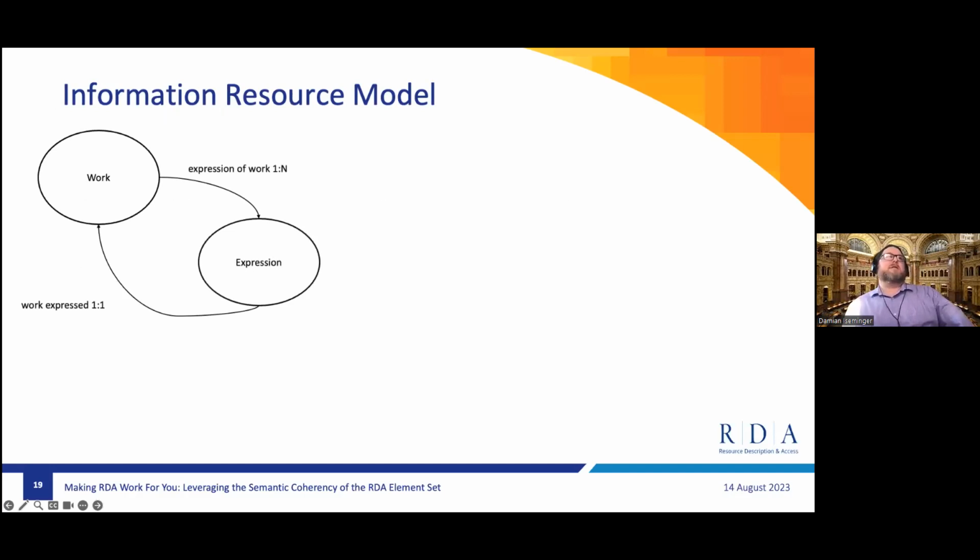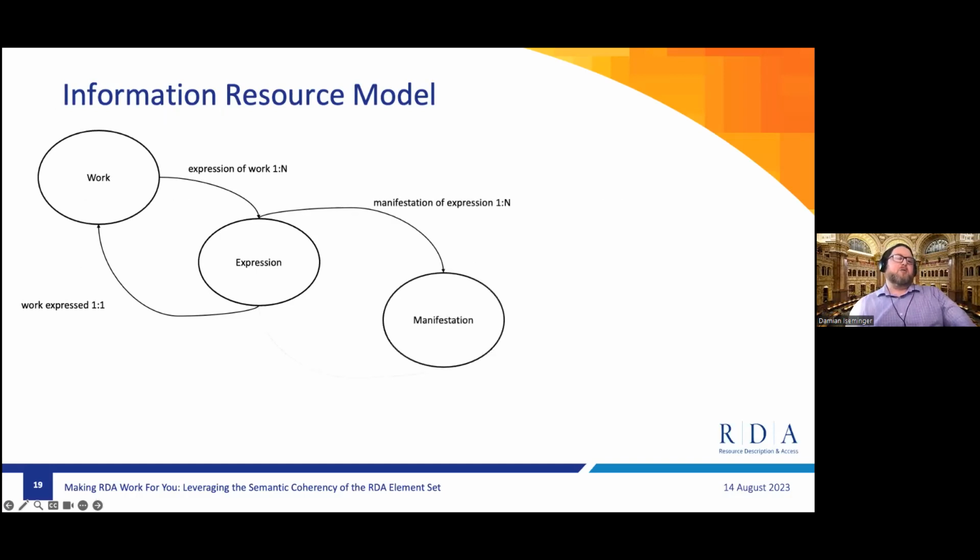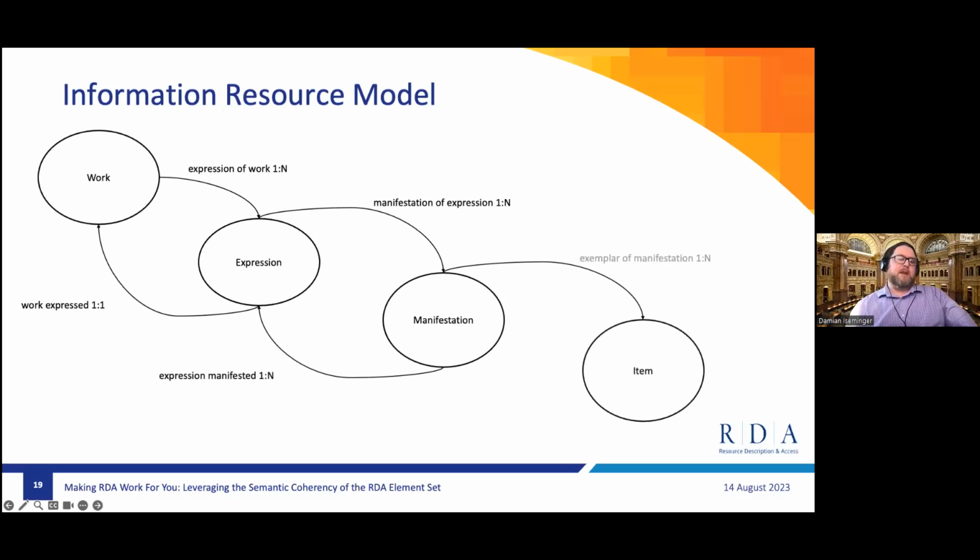So just as a reminder, here we have the information resource model in RDA. We have the work, expression, manifestation, and item. And these are each related to one another through these primary relationships. So item is related to the manifestation that it exemplifies through manifestation exemplified. We keep on going up, expression manifested, and then work expressed, and then the inverses of these. So that's the information resource model.